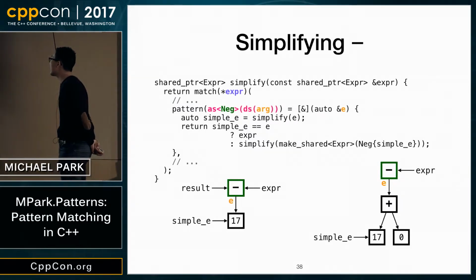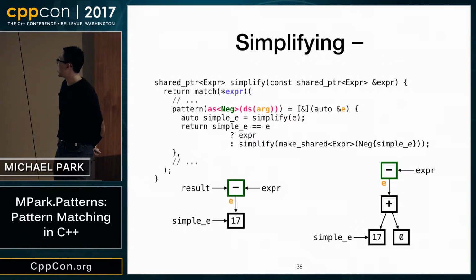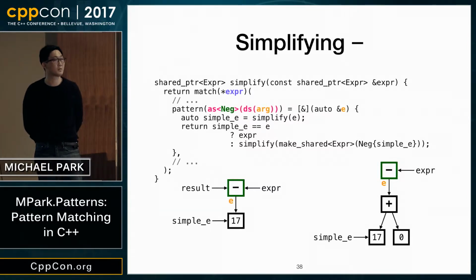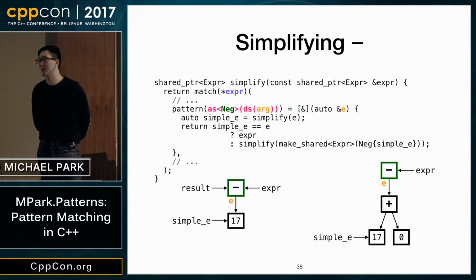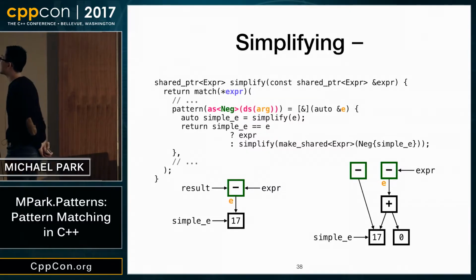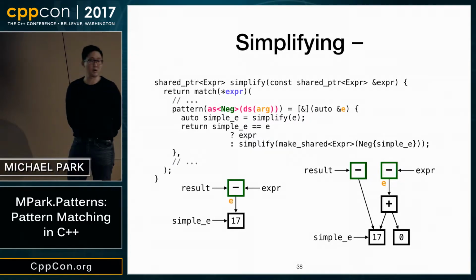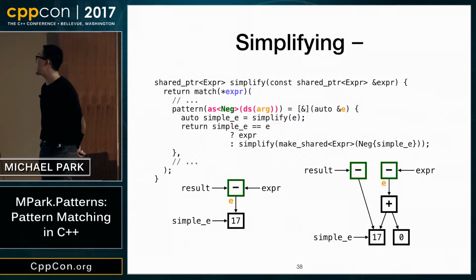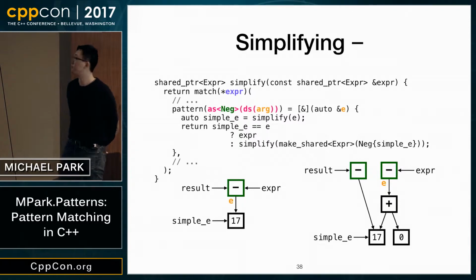If you try to simplify and you don't get the same thing as E, so here we have the simplified E at 17 as opposed to E, which is pointing at the plus, then what that means is that we were actually able to simplify some stuff. So we need to make a new node, reattach it, and this is our result now. This is because of the first requirement: we want to keep the original tree intact. We don't want to modify the top level minus to point at 17. We want to keep that one intact and leave it alone.